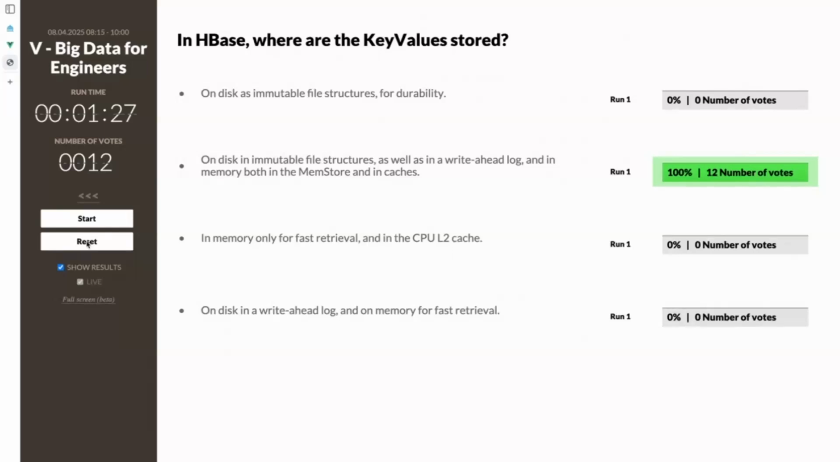So the difference between the write-ahead log and the HFiles is that in the write-ahead log, it's in the order of arrival, right? In the order in which they have been added to the system. While in the mem store and in the caches, it's sorted by key, right? It's a lexicographic order there. All right, perfect. So you're doing well.